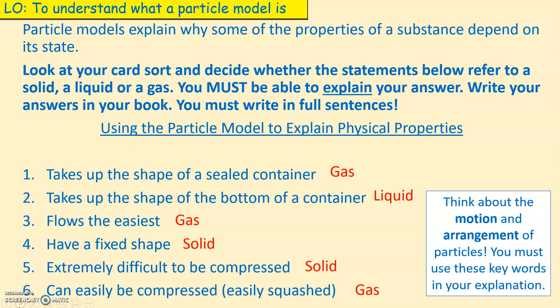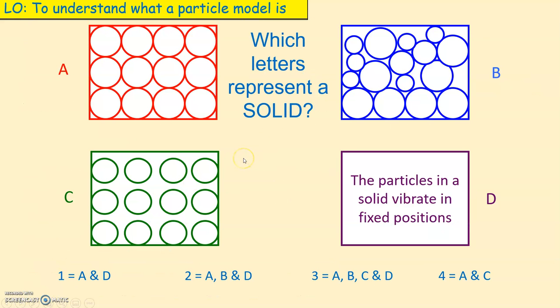Okay, moving on. Now, let's look at it again. Which of these letters represents a solid? Is it A? Is it B? Is it C? Or is it D? Or all of them? Or any of them? Okay, using these options. What do you think?